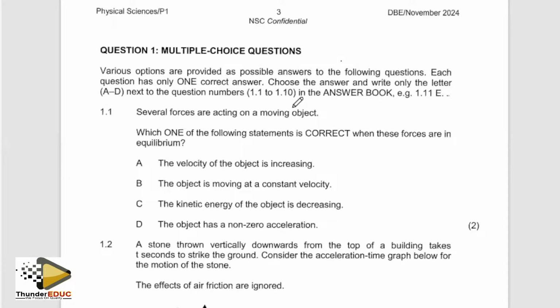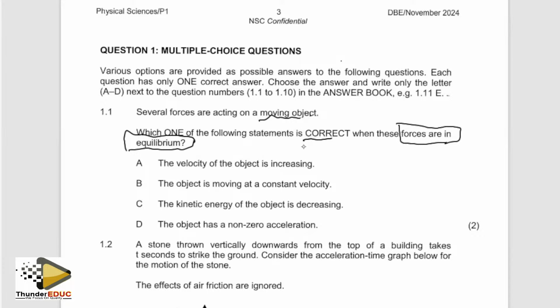Okay, so if forces are acting on a moving object, which of the following statements is correct when these forces are in equilibrium? When forces are in equilibrium, it's more like Newton's first law of motion, that this body is meant to continue in its state of rest or its state of uniform motion. In this case, it's moving, so the motion must be uniform unless it's acted upon by a net force.